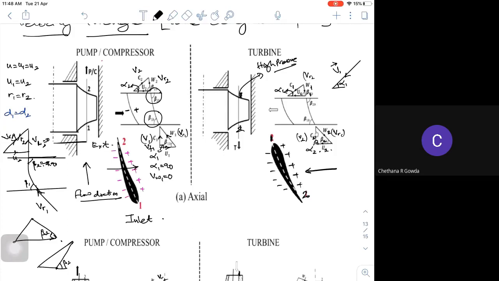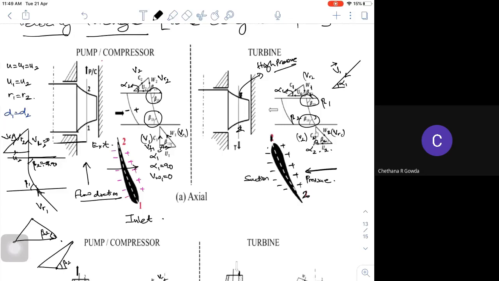Now this particular beta we have already seen. So this is my beta 1, this is my beta 2. Now, if you look at the aerofoil, this is my suction side. This is my pressure side, plus on the pressure side, and all the minus is the suction side.